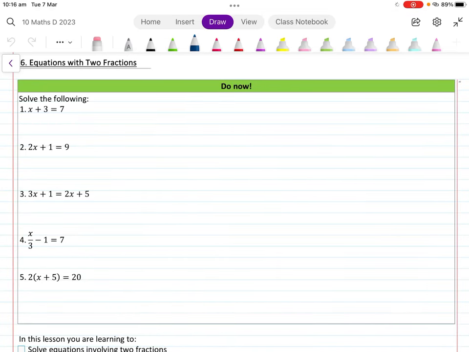Hi Year 10. Today what we're doing is we're looking at equations with two fractions. What you should have done is had a go at the do now questions on your sheet. If you haven't, please pause the video and have a go at them now.